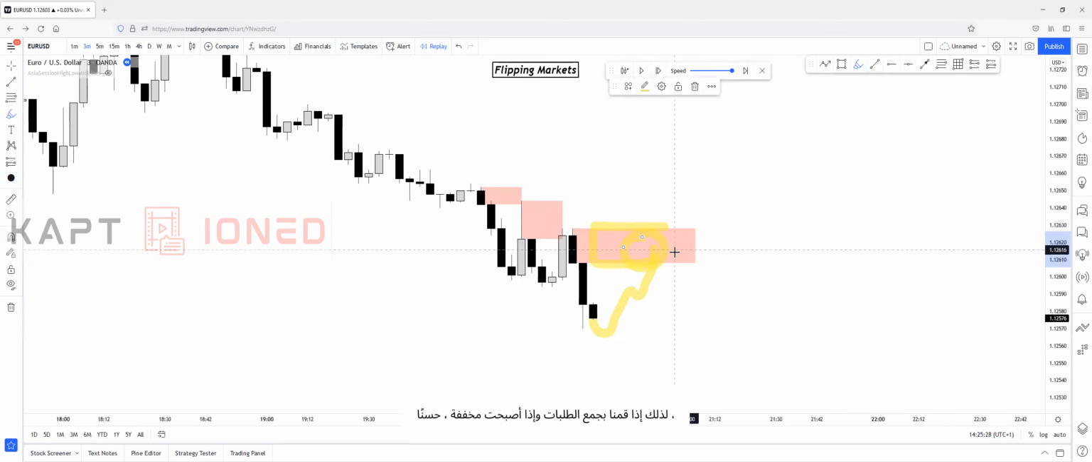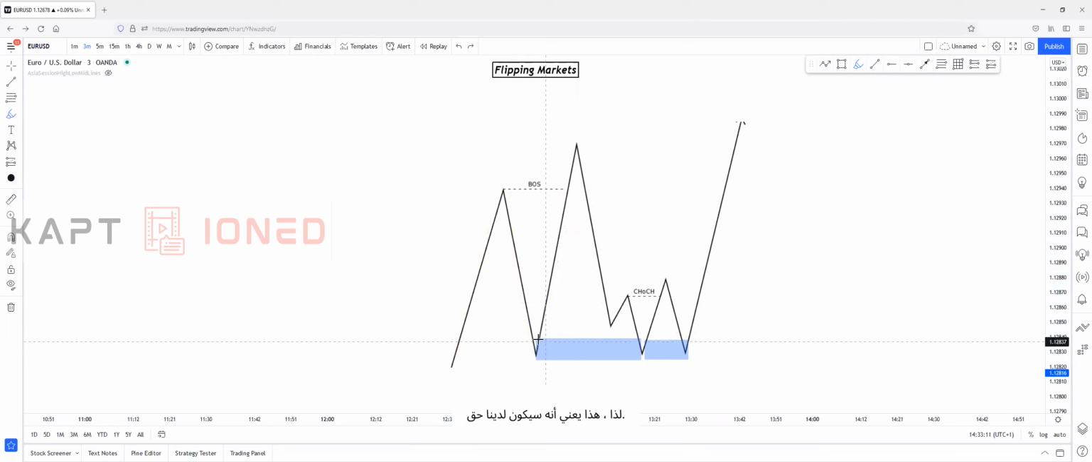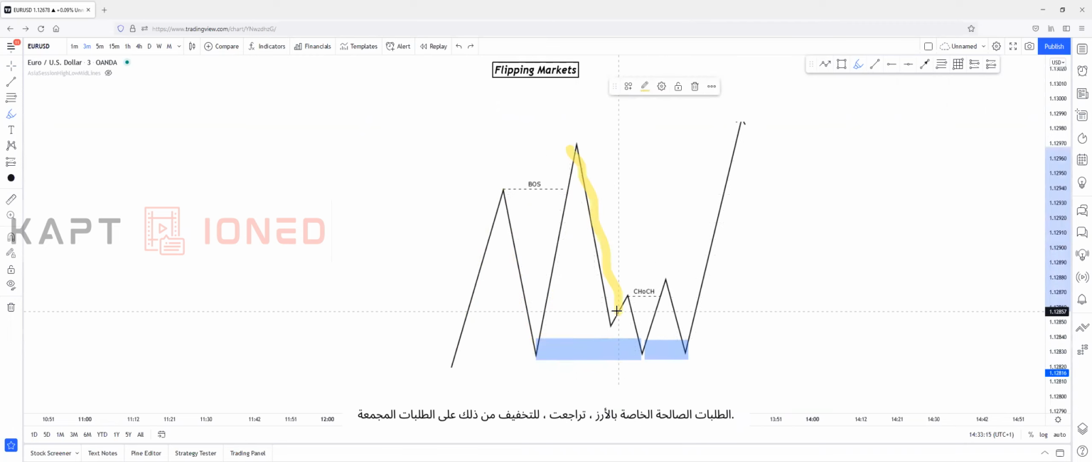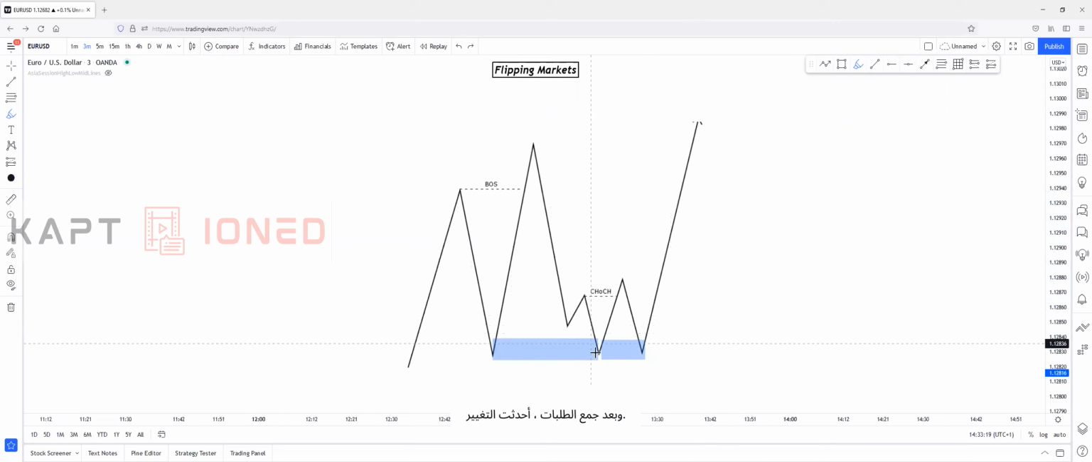As you can see, price is moving in an uptrend, creating inefficient movements to the upside and breaking structures. So this means we will have a valid demand zone. Price came back down to mitigate this zone, collected the orders, and after the order collection, it created a change of character to the upside. We will talk about change of character later, but as I said earlier, if a change of character happens, price will automatically create a new zone.